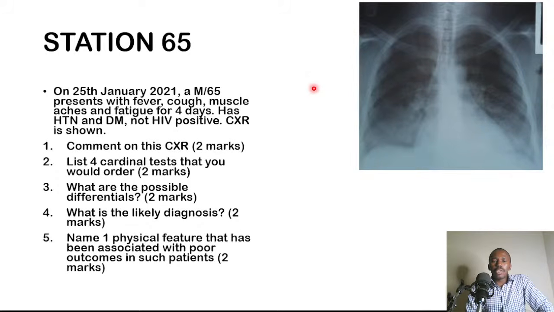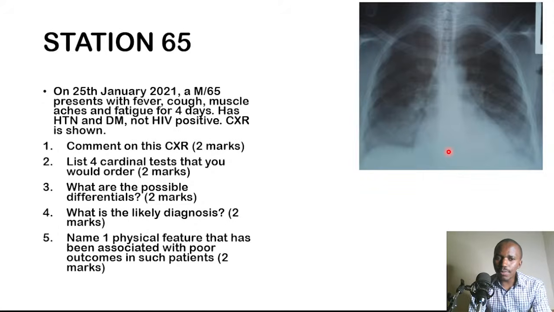Then question 65, of course, we're in the COVID era, so expect to see something that looks like COVID. So on 25th of January 2021, a male, 65, presents with a fever, cough, muscle aches, fatigue for 4 days. He is hypertensive, he has diabetes, and is not HIV positive. Chest x-ray shown here. So comment on the chest x-ray, list 4 cardinal tests that you're going to order.